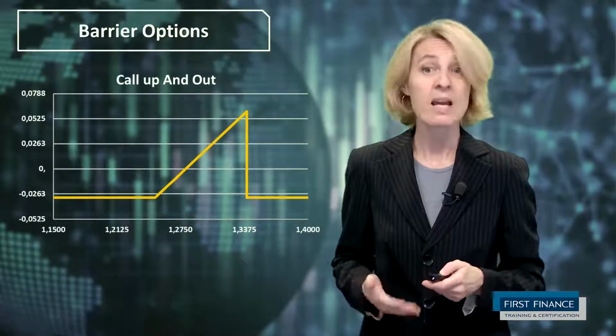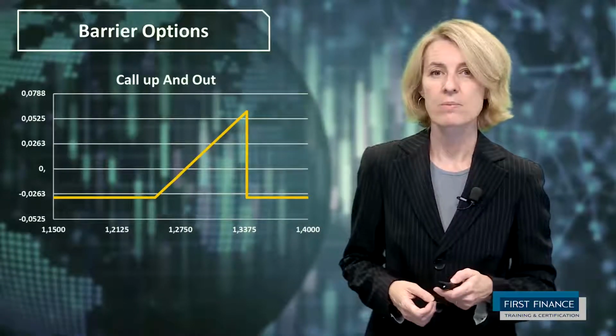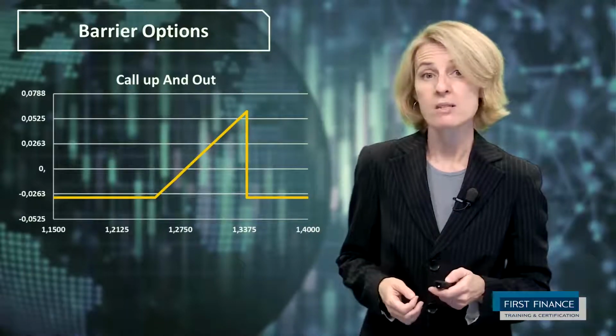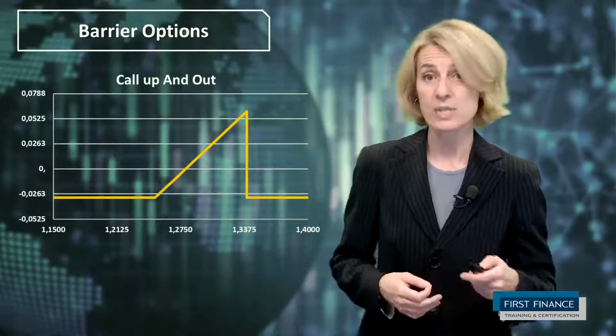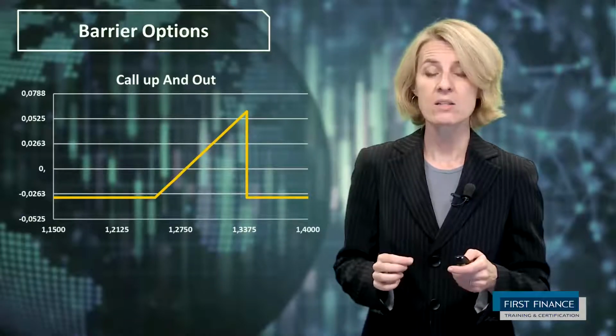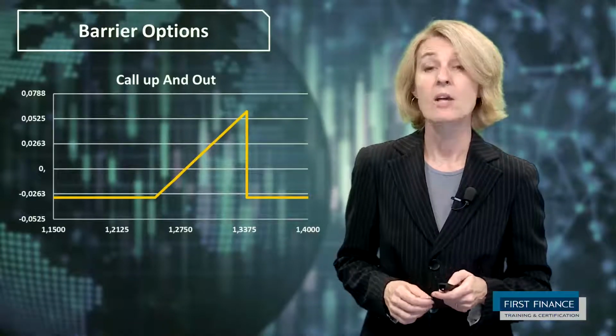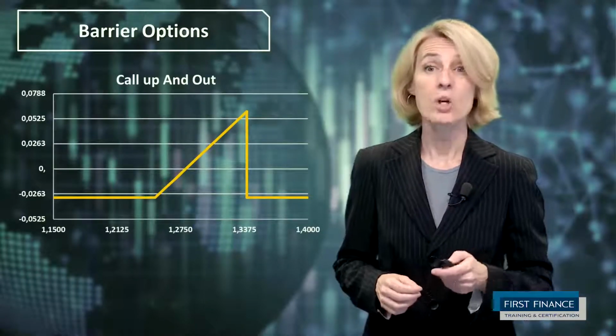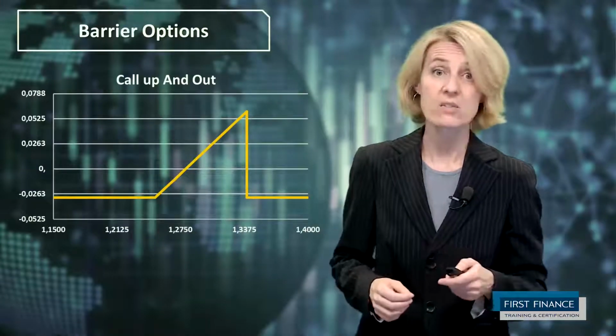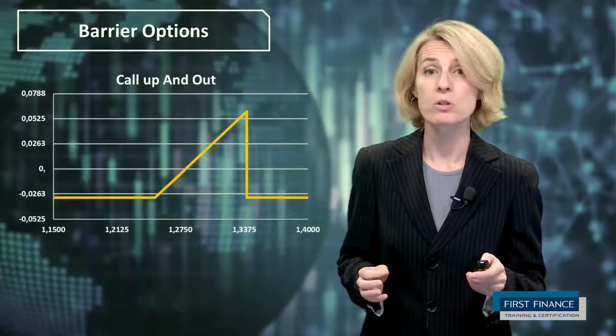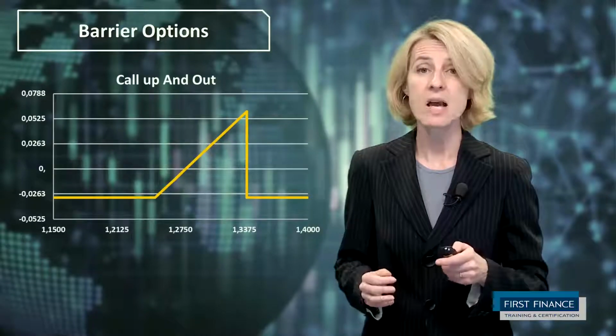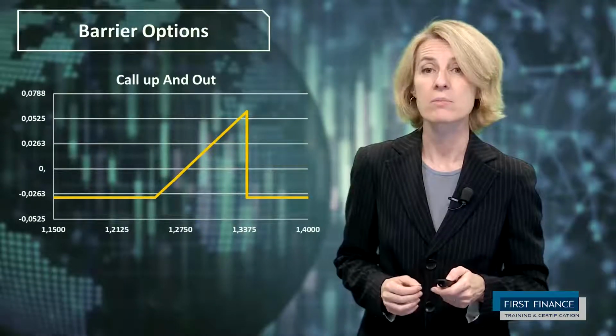There are European and American barriers. With European barriers, the option is activated or deactivated only at the end of the exercise period. And for American barriers, the option is activated or deactivated during the life of the option, as soon as the level of the underlying touches that of the barrier.